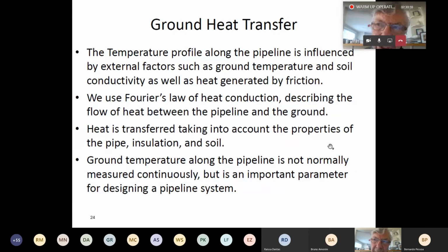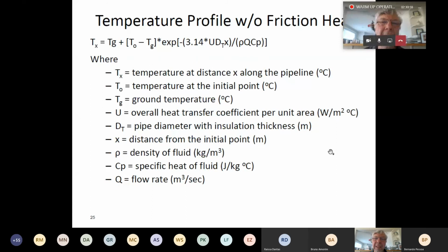When we measure temperature in a pipeline, we do it at discrete points. We don't measure it continuously along its length. Let's go to 25. And so that's the equation there for the temperature profile along the pipe without any frictional heat. You can look at that later.